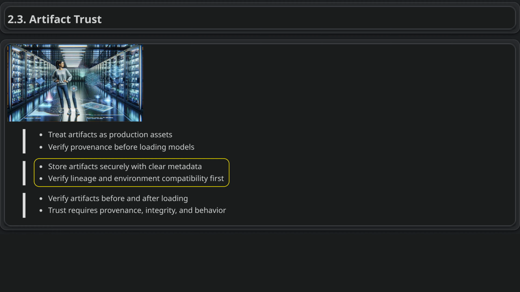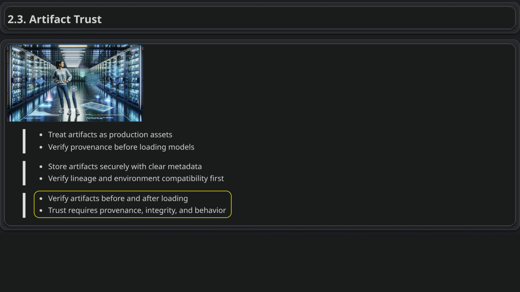Store them in secure internal registries or repositories with access controls and audit trails, and include metadata about the model, training pipeline, input schema, package versions, and training environment. Because changes in tools or preprocessing can affect behavior, always verify an artifact's requirements and lineage before treating it as trusted. Artifact trust in deployment means validating a model both before and after it is loaded.